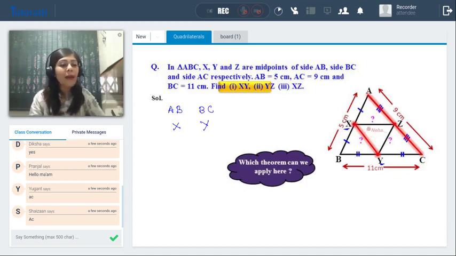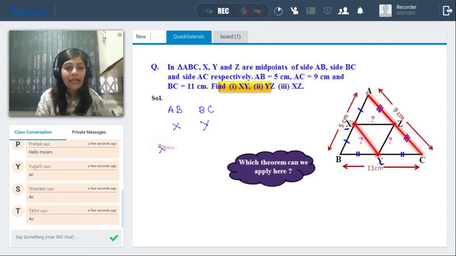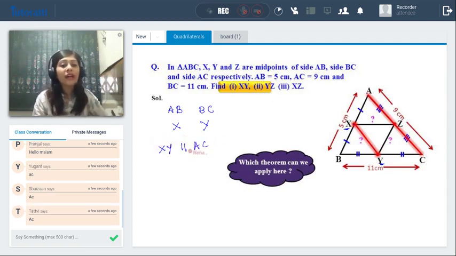What do we understand by parallel lines? That they never intersect. Now, if you look at XY, XY intersects AB at X, XY intersects BC at Y. So, XY can only be parallel to side AC. But right now, we are not concerned about parallel lines, right? What do we want? We need the length of XY. So let's apply the second property of the midpoint theorem. The line segment is parallel to the third side and it is also half of the third side.